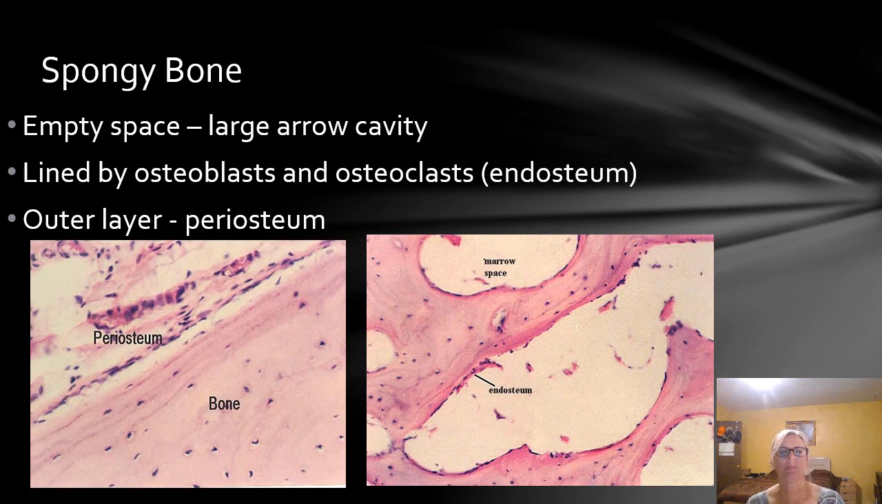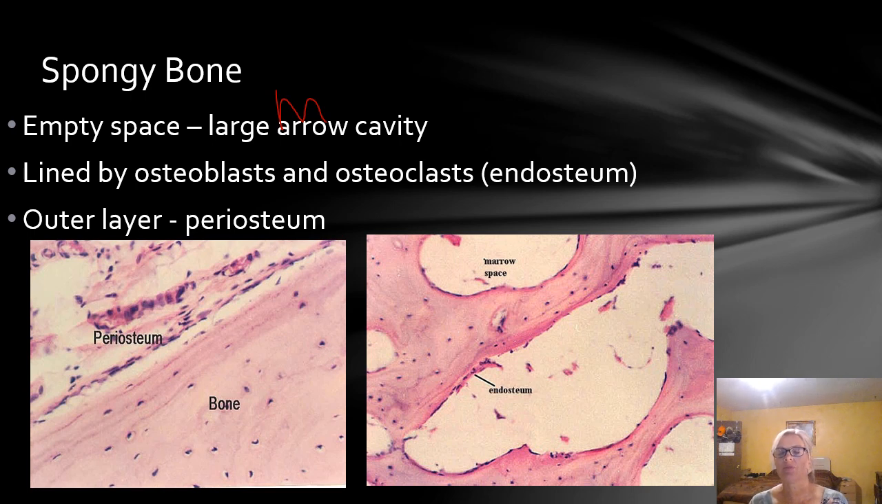Spongy bone looks quite a bit different than compact bone. You've got empty spaces that are large marrow cavities. There should be an M there, a large marrow cavity. Those are going to be lined by osteoblasts and osteoclasts, which help with the bone remodeling. They help lay down and remove bone, okay? We also call this the endosteum. And then that's one of the layers. And then we also have an outer layer that we call the periosteum.